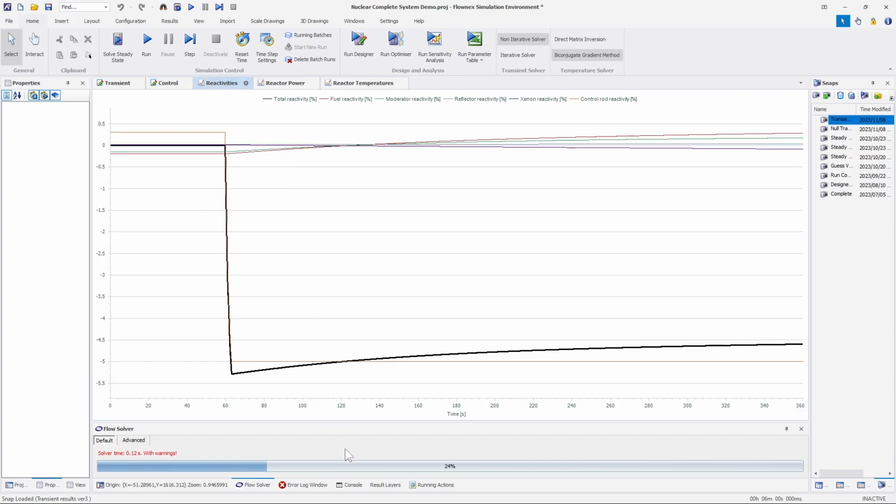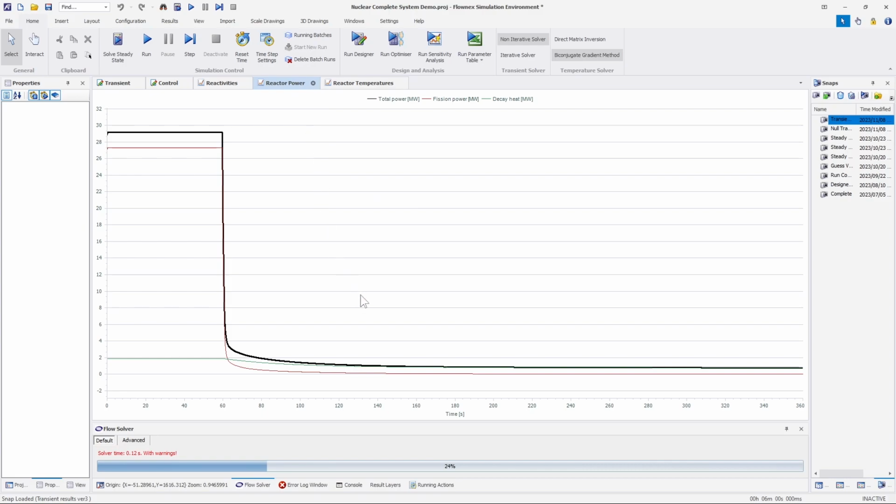The reactivities graph shows the different reactivities present in the reactor over time. After 60 seconds, we can see a steep decrease in control rod reactivity, which is the main drive behind the negative reactivity in the reactor. This is to be expected from scram.